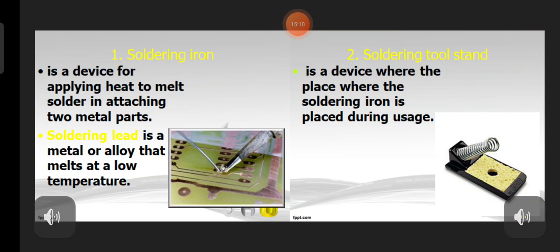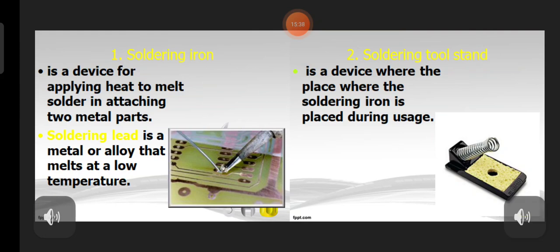For electrical work, wires are usually soldered to printed circuit boards or PCB, other wires, or small terminals. A low-power iron, 20 to 30 watts, is suitable for this work. You can use a soldering lead, which is a metal or an alloy that melts at a low temperature.